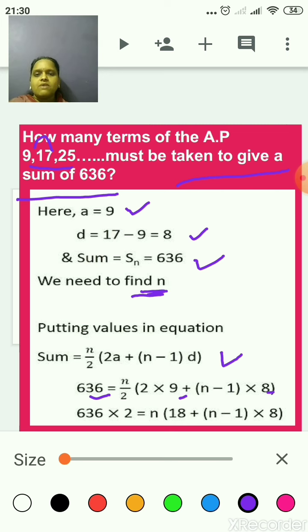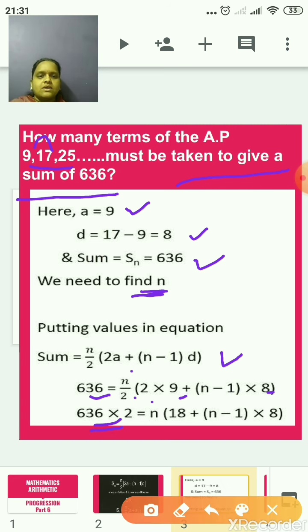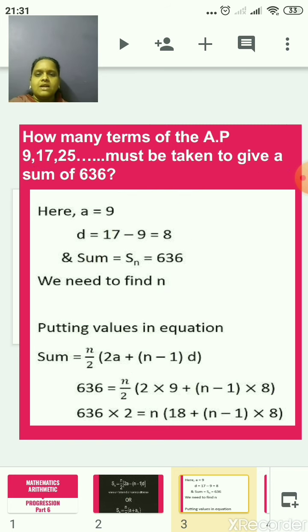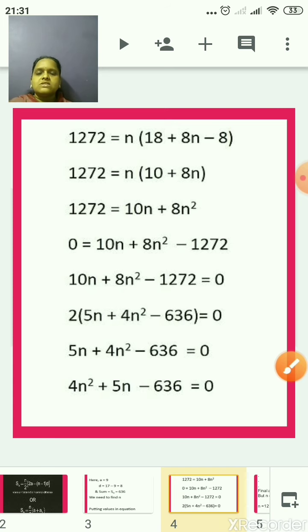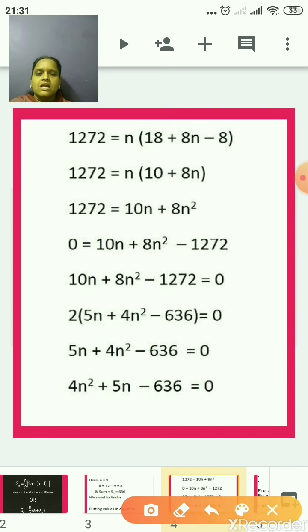Okay, now let us simplify. Take the n by 2, this number 2 to the other side, so it will become 636 into 2 equal to n into, n will be as it is here, n in the bracket, 2 into 9 is 18 plus n minus 1 into 8. The remaining step we kept as it is. Let us continue with the solution now. Now 636 into 2, here we will get what?